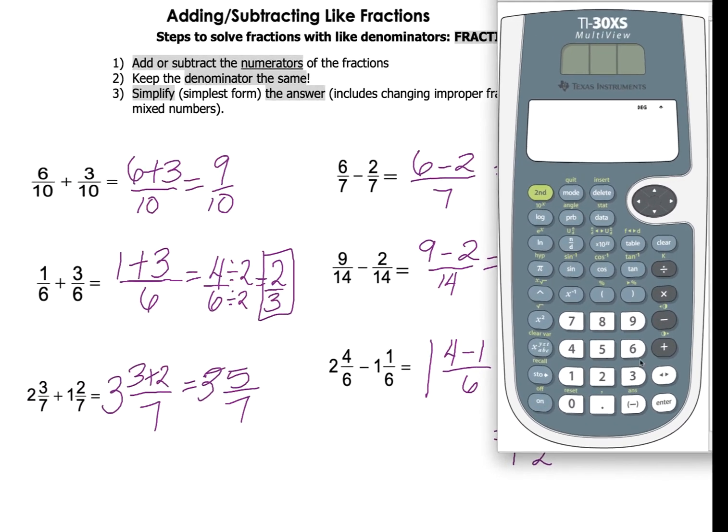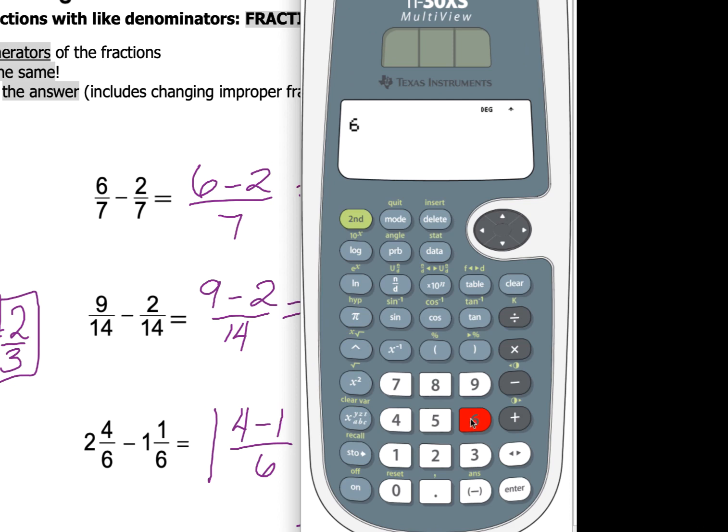Now my students like to type the numerator in first, so we'll type 6. Then we press n over d. Notice the 6 goes in the numerator position, and notice that your cursor is blinking in the denominator position, and we're going to enter 10. Then we're going to go to the right.